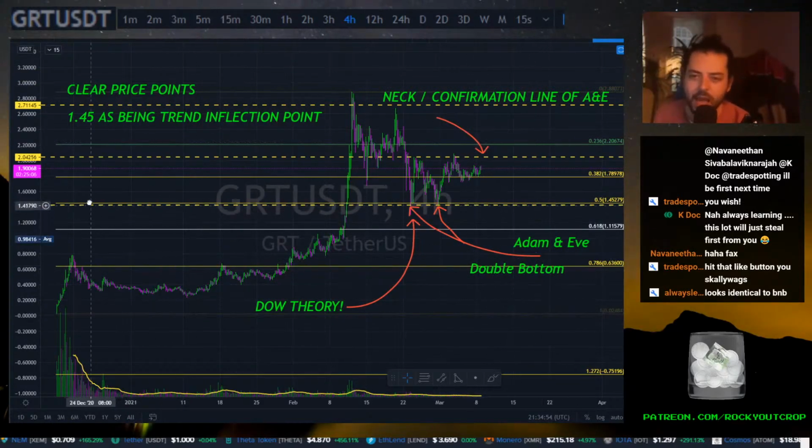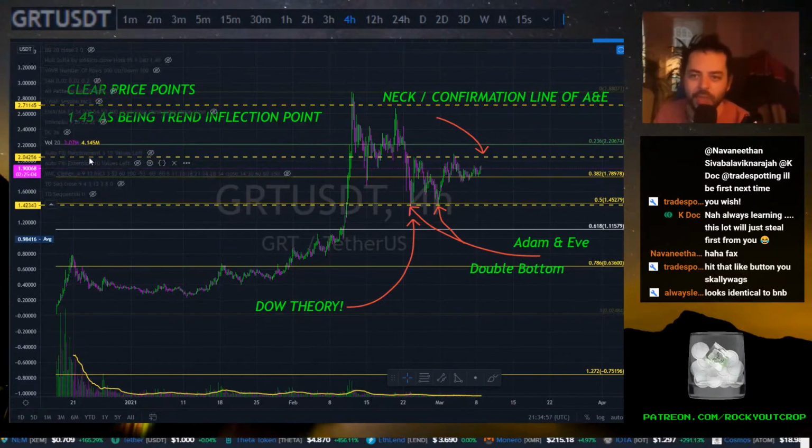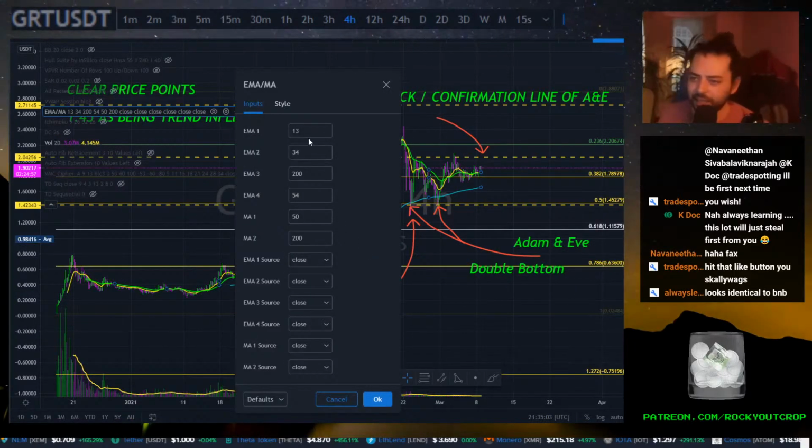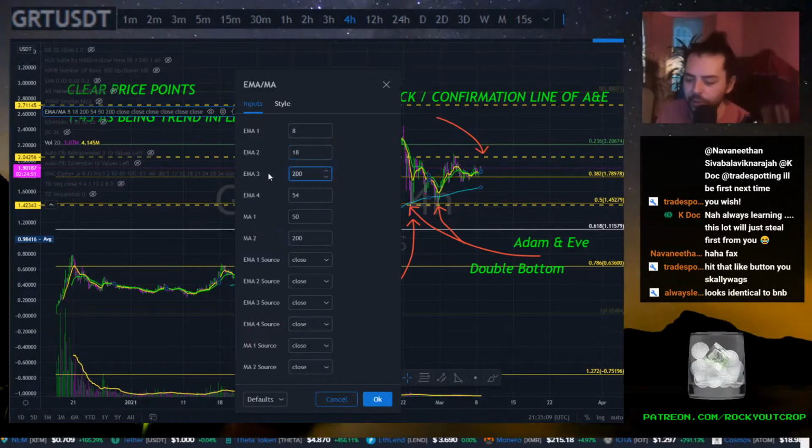Okie dokie. And then from this point here, what I think is probably a good idea for most traders to do is to stick on a few moving averages. Now actually I need to change these back to the settings that I've been using of late before we go any further.